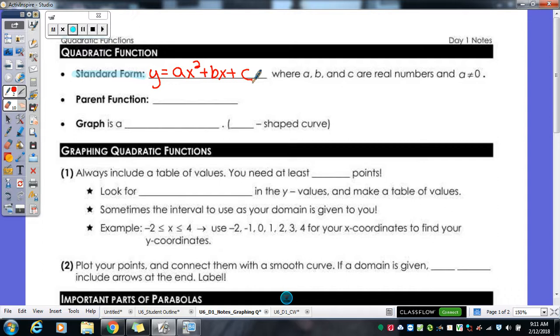We did do this last unit. You had to put everything in standard form. Your largest degree always goes first. So our largest degree here is the x squared, and then your x, and then your number afterwards.